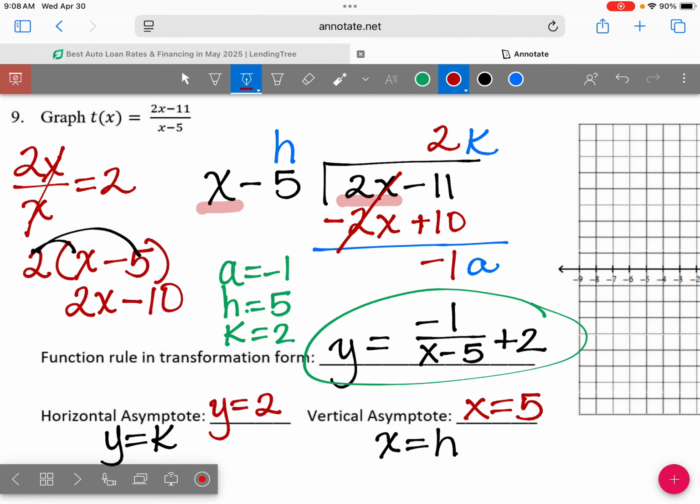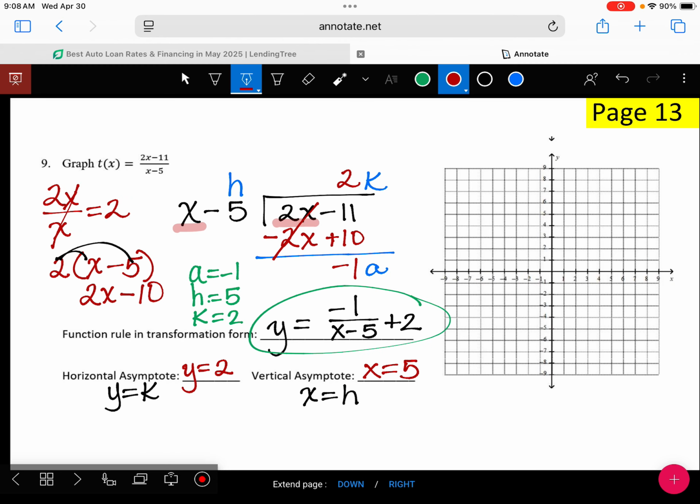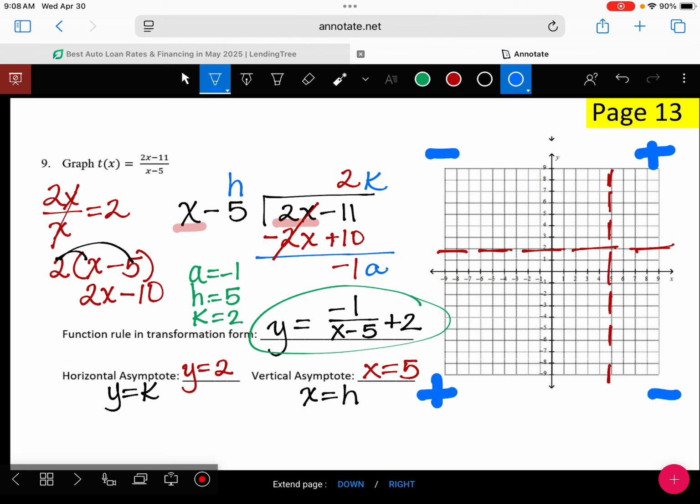All right, so we're going to go ahead and start drawing these in. So I'm going to draw in a dashed line going across at y equals 2. And then a dashed line that's vertical that goes down at x equals 5. And that splits our graph into 4 sections. We got positive, negative, positive, negative.